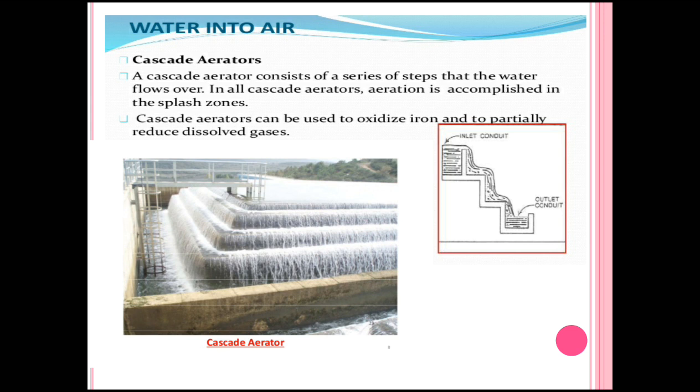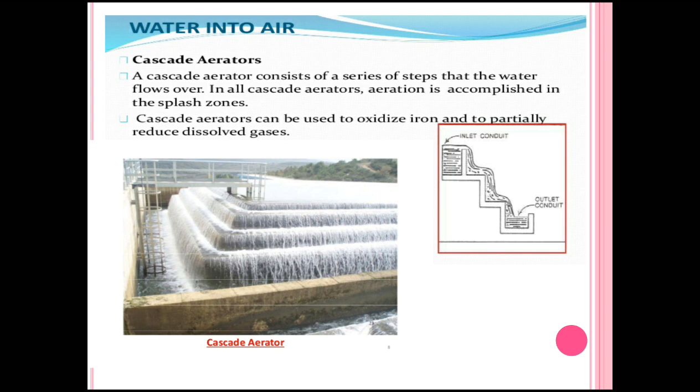This is the actual picture of a cascade aerator. We can see there are steps on which the water is allowed to flow. A large space is occupied by the water, so that the maximum amount of water is in contact with air to dissolve oxygen in it.